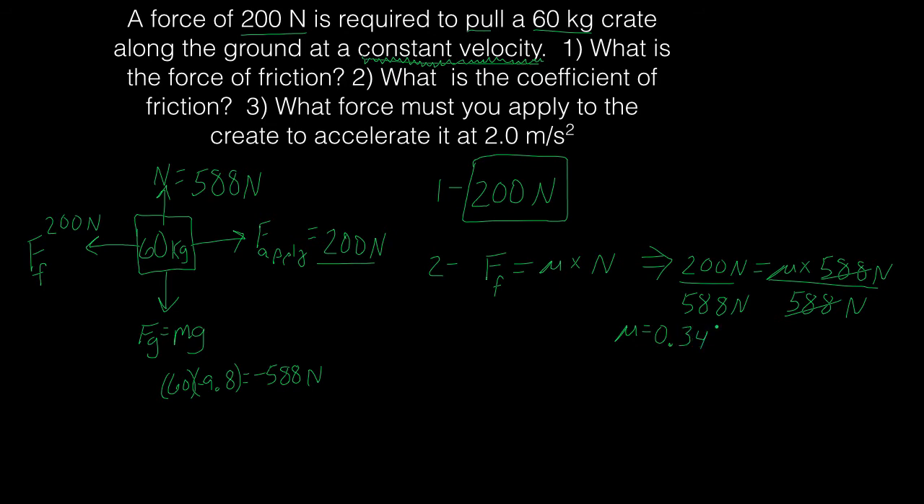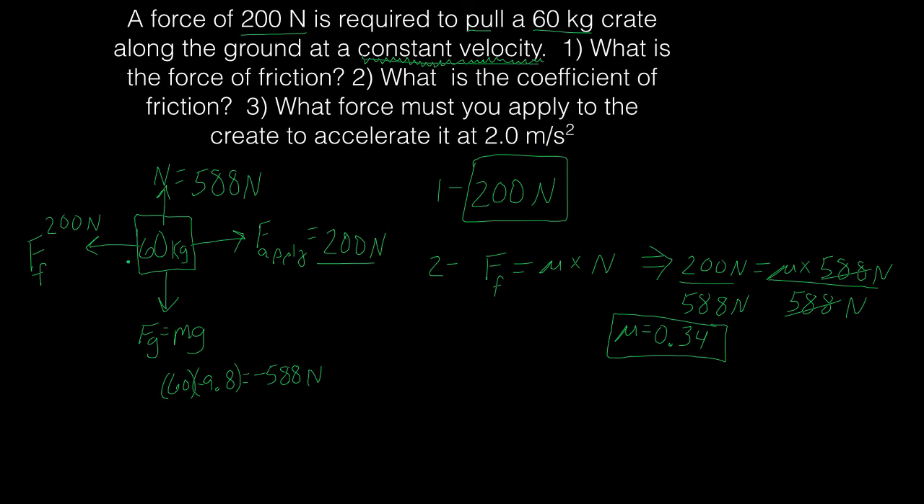And the coefficient of friction doesn't have units. It's a unitless number, so 0.34 is your answer. Okay, so we've answered number 2. Now we just got to answer the last question. What force must you apply to the crate to accelerate it at 2 meters per second squared?